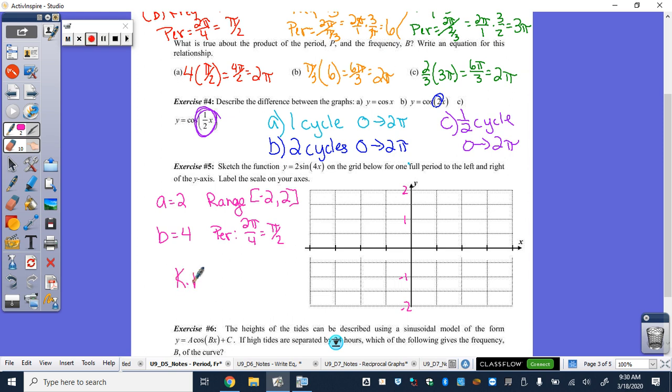So then the last part, my key point, pi over 2 divided by 4 would be pi over 8. So that means this is pi over 8. This would be 2 pi over 8, which reduces to pi over 4. 3 pi over 8. 4 pi over 8, which would be pi over 2. That would complete one full cycle. So we put all 4 key points on there.